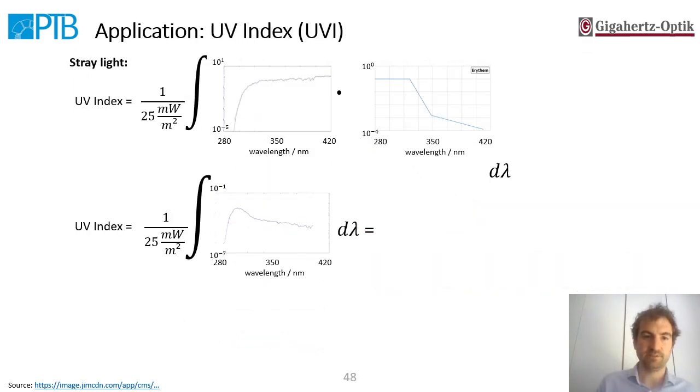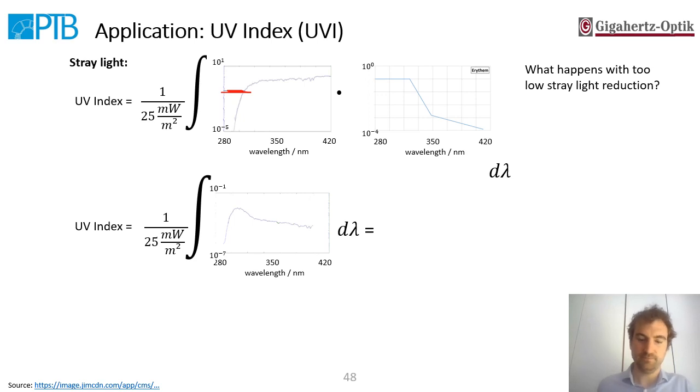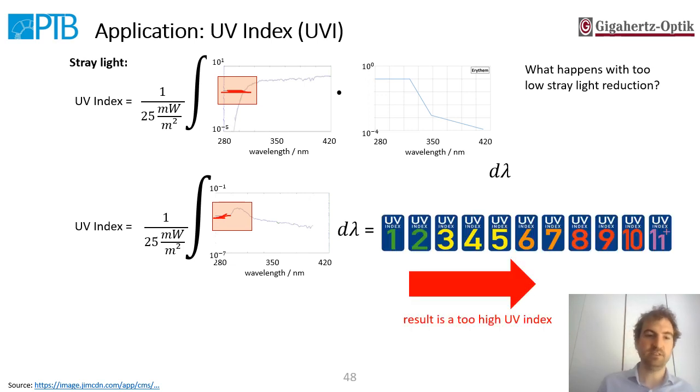If we now think about stray light, we understand that if we would have a stray light level here, then this will end up with some high signal down here. And resulting, we would measure a too high UV index. So stray light is a systematic error during UV index measurements, and actually this error can be quite large.